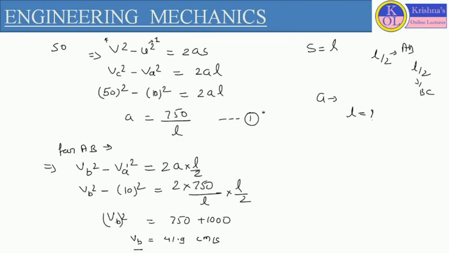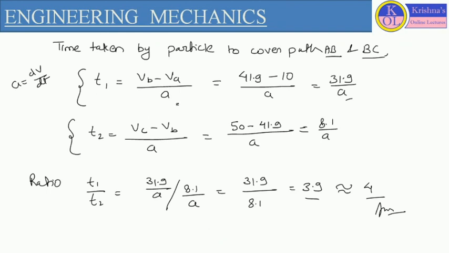So here we first have to define the value of acceleration, or the equation of acceleration. Then we need to define the value of VB. Then with the help of VB, VA and VC and acceleration, we will define the values of time, and then we can define the value of the ratio. So this is the complete solution of the numerical.